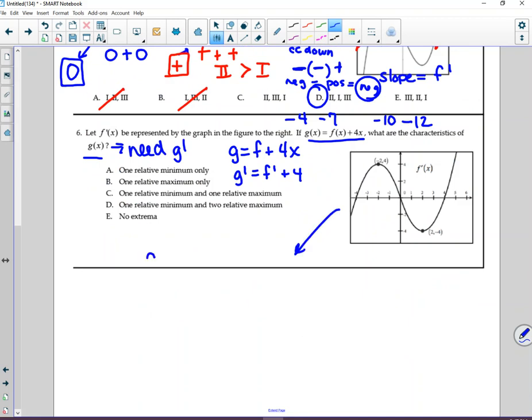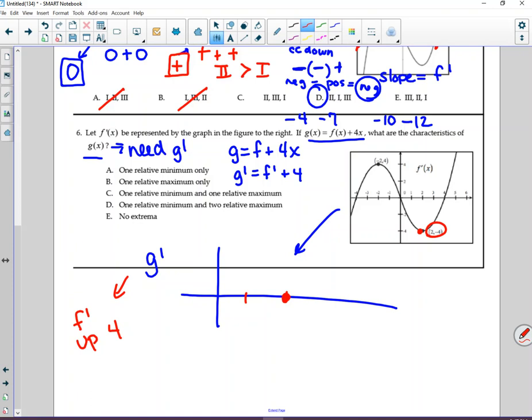So if I wanted to look at the g prime graph, it will look just like this graph, but moved up 4. So the point that's down here at 2, -4 would actually end up right there. The point that's at the origin would end up right there. And so this part of the curve would go like that.